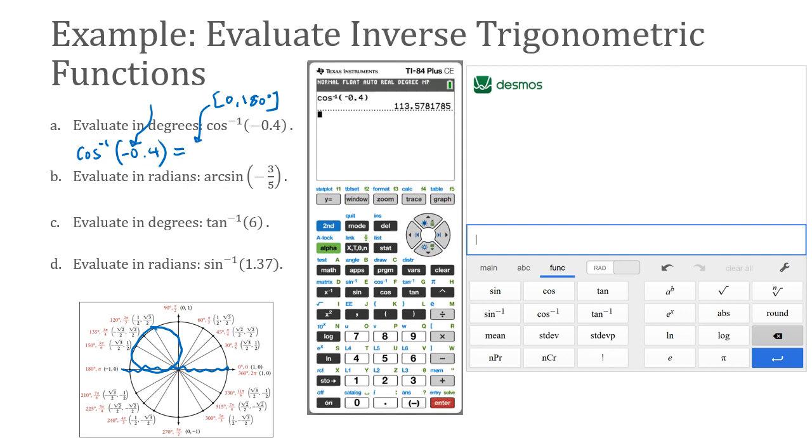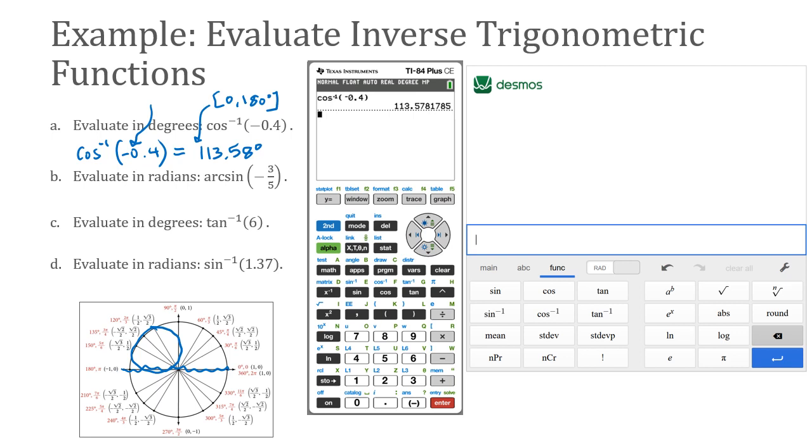And when I did that, I got 113.5781785. And it doesn't tell me how much rounding to do. Let me just go ahead and round to 2 decimal places. That gets me 113.58 degrees. Normally these problems would tell you how much rounding. In this particular case, it doesn't, so you just decide what you want to do.